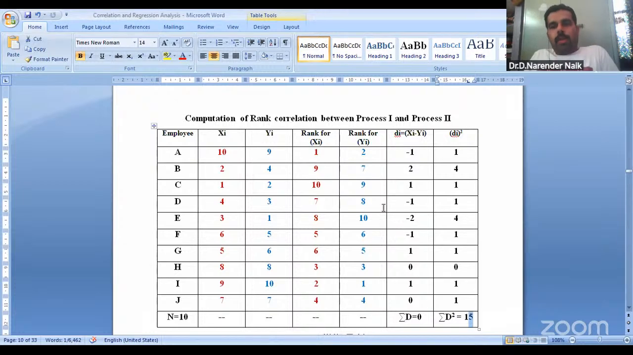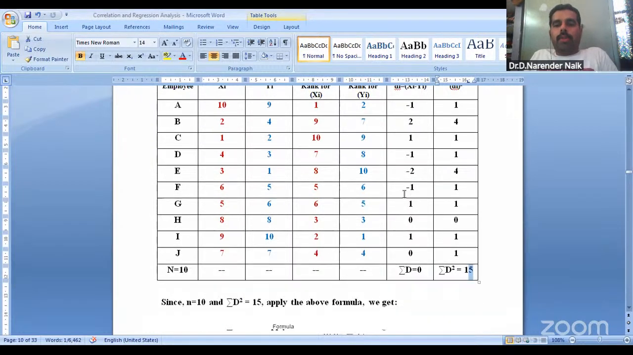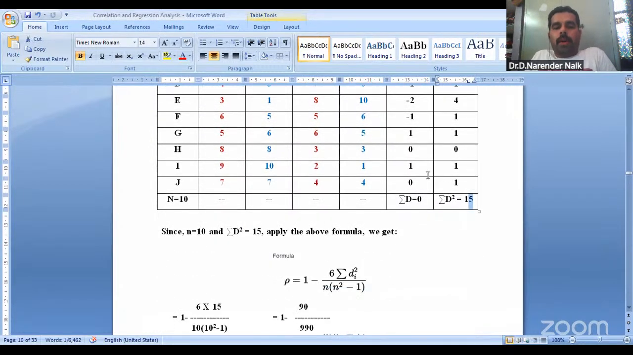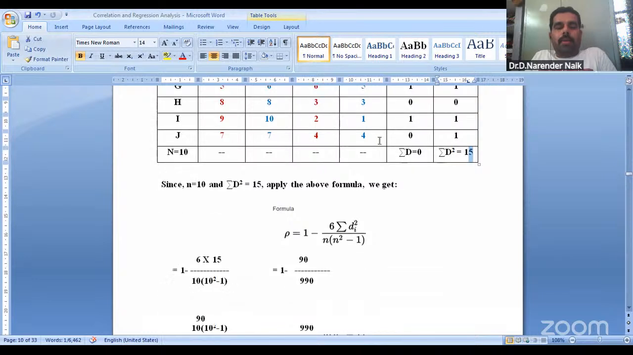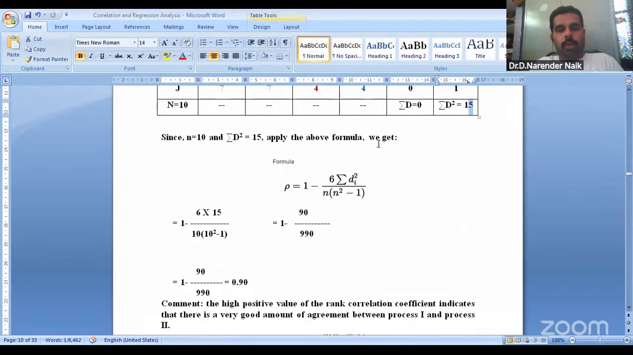So here you observe carefully. So we need to find out di square values. After getting the di square value, apply the formula. That is, since n is equal to 10, sigma d square is equal to 15. Apply the above formula. We get the value like this here. Observe carefully the calculation part.